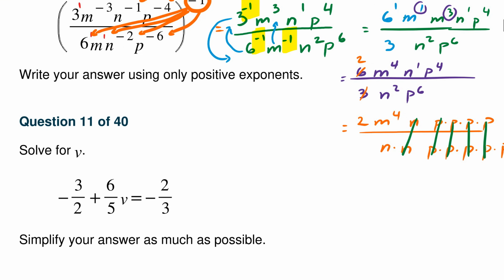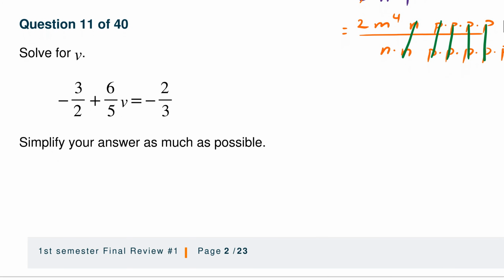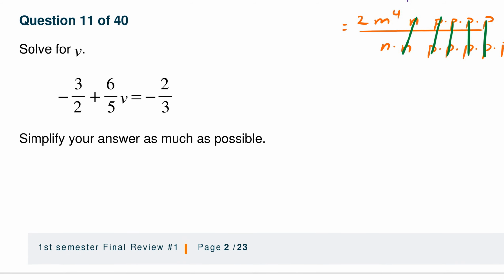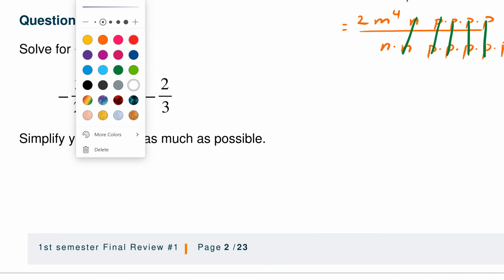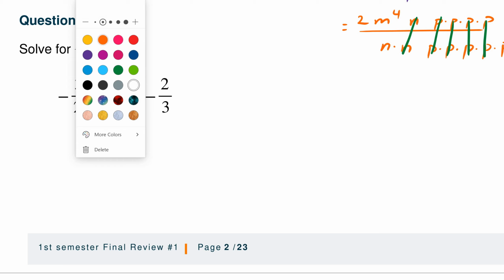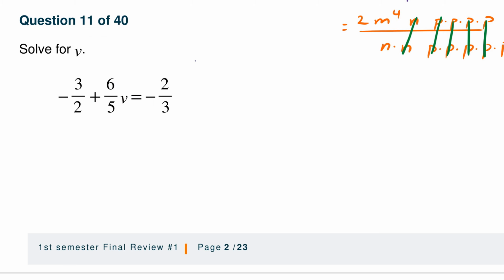Okay, we're heading to problem 11. Okay, problem 11 is the tough one. You have an equation with 3 fractions, and they ask you to simplify the answer as much as possible. Alright, how do we solve this one? So first of all, to get rid of all the denominators, the fractions, you need to find the LCD. The least common denominator in this case will be 30.